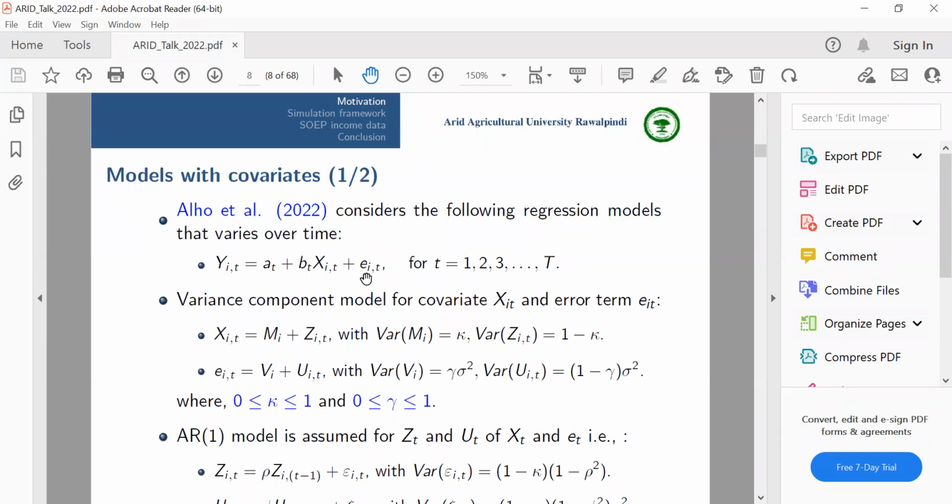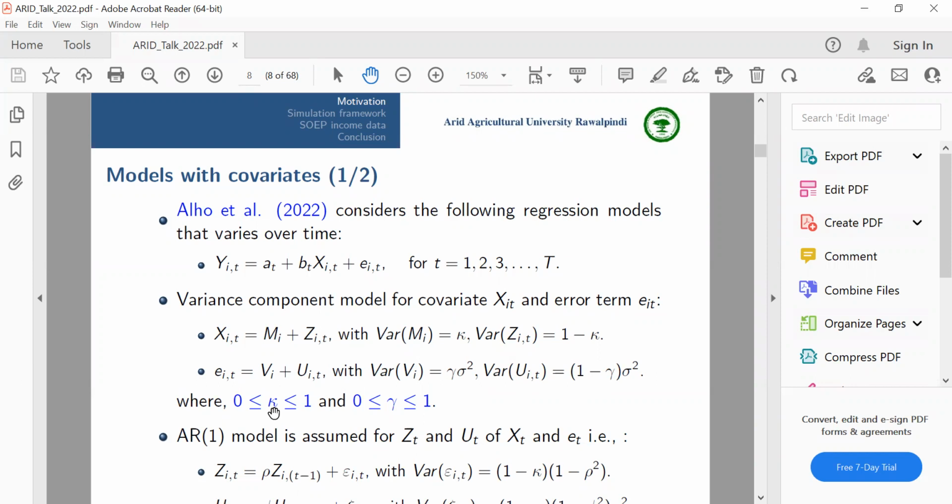Similarly, for the residual term, it is also divided in two parts, VI plus UIT. VI is the permanent component of the error residual term, and UIT is the time varying component of this residual term. And its variance is gamma sigma square. Sigma square is the overall variance of the EIT, the variance of the residual term. So if you add the variance of VI plus the variance of UIT, it will be equal to sigma square.